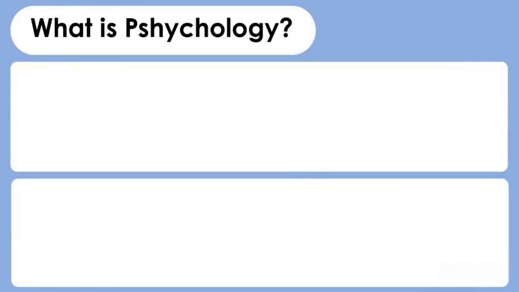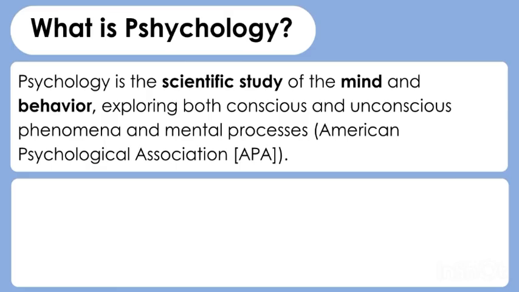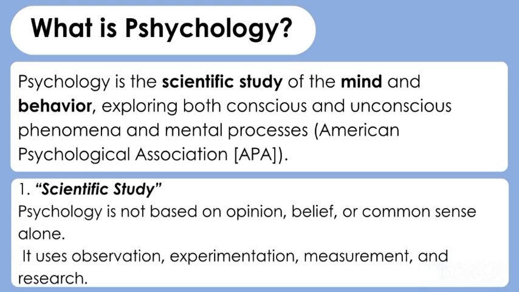We will start by asking, what is psychology? Do you have any idea what psychology is? Okay, when we say psychology, it is defined as the scientific study of the mind and behavior. This means that psychology uses systematic and scientific methods to understand how people think, feel, and act. According to the American Psychological Association, or APA, psychology studies both conscious and unconscious phenomena as well as mental processes. So let's break down its definition.